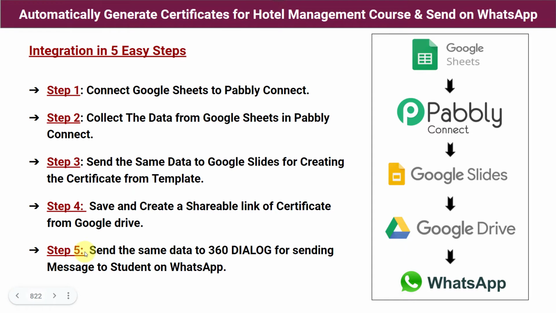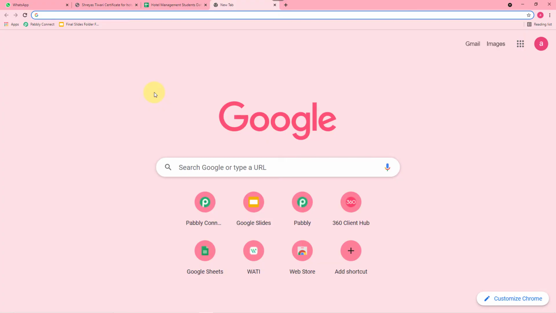And step 5 is send the same data to 360 dialog for sending messages to students on WhatsApp. So at the last, we are going to deliver the data or the certificate we have generated to the WhatsApp account of our students. And to do this, we are going to use another application which is called 360 dialog. So I'll tell you what 360 dialog is later on in this video. So first of all, let's jump back to our step 1 and open Pabbly Connect.